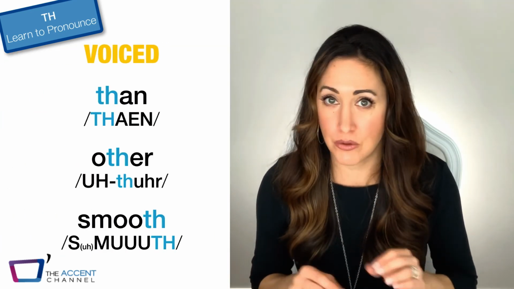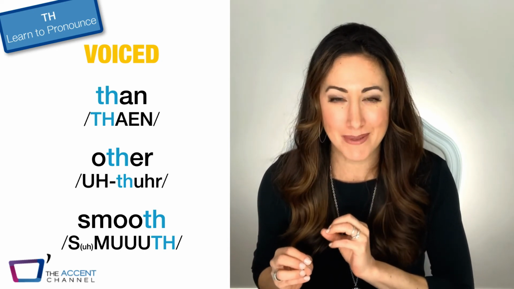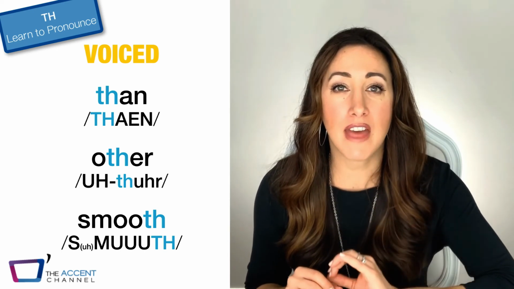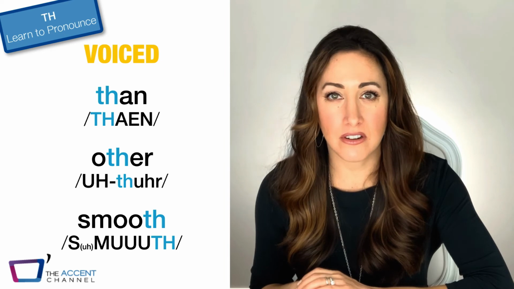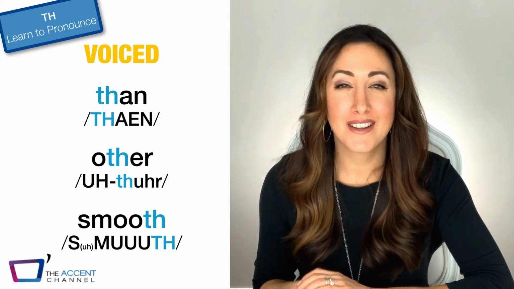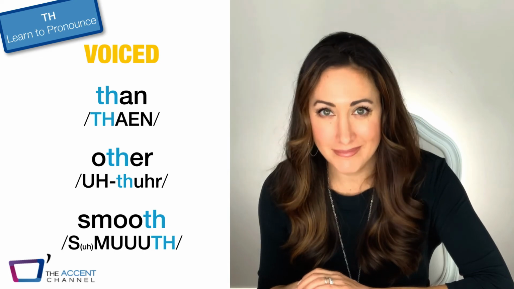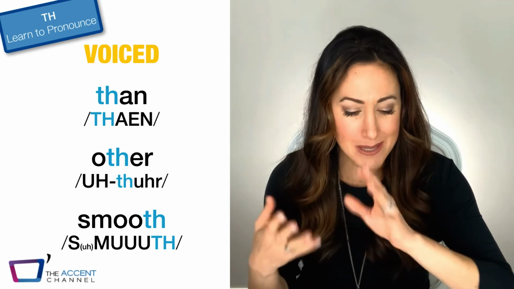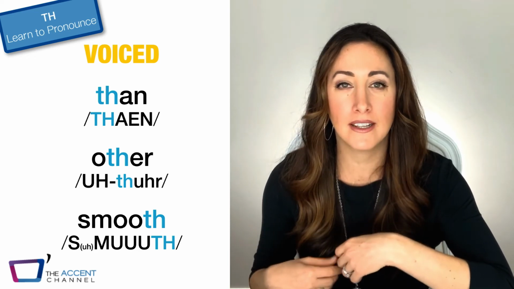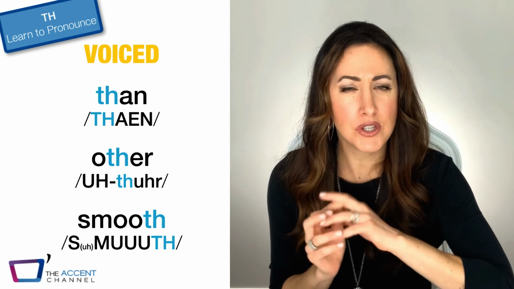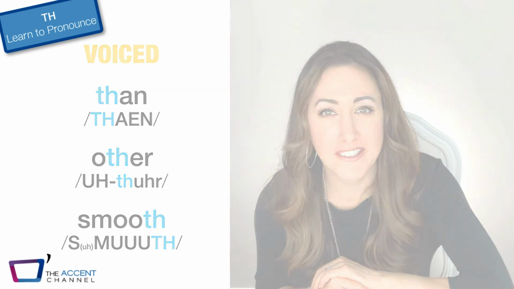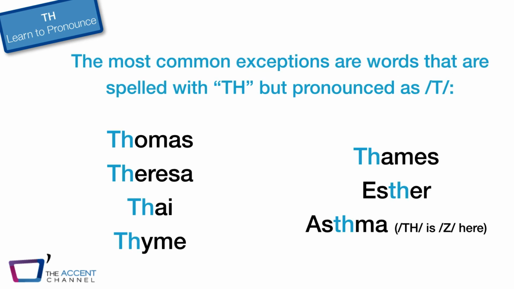Okay, let's get some practice with the voiced sound. So same thing, slowly, then we will speed it up. Here we go. Van. Other. Smooth. Very good, and it's hard at the end. It's difficult to do. Let's speed it up. Let's say it in a normal conversational way. Van. Other. Smooth. Very good.